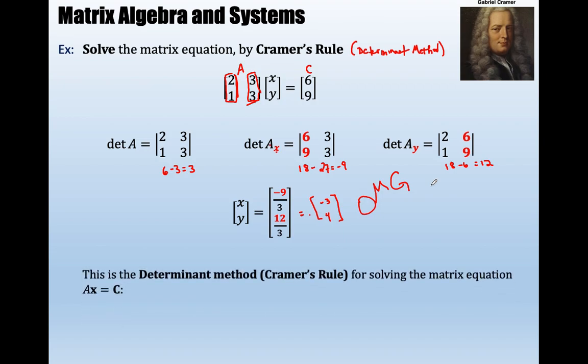So this is the determinant method, or Cramer's rule, for solving the matrix equation AX equals constants. And that works for a 3x3, right? If this had been a 3x3 system, you would just have to find another determinant, the determinant of A sub z. Then you would find x, y, z, and the z component would be whatever that determinant was over the original determinant. Now the nice thing is that Cramer's rule can tell me so much. This system was independent consistent, right?